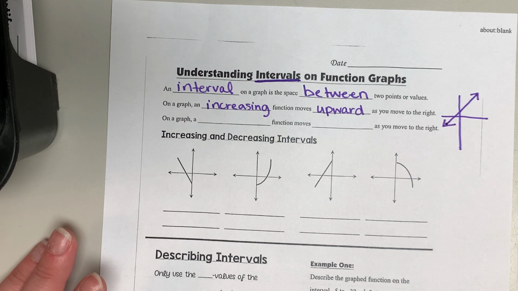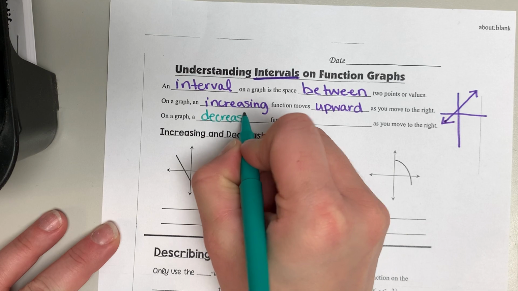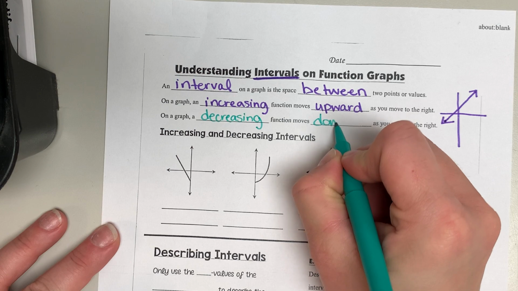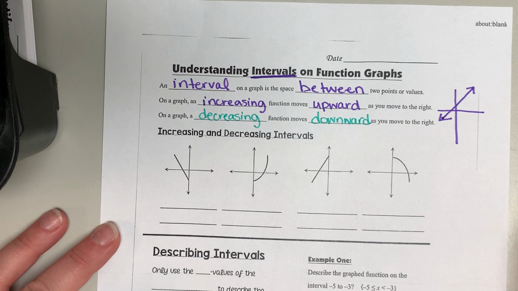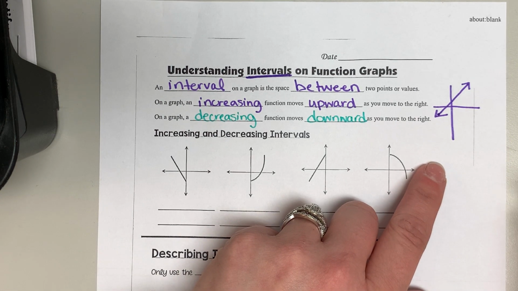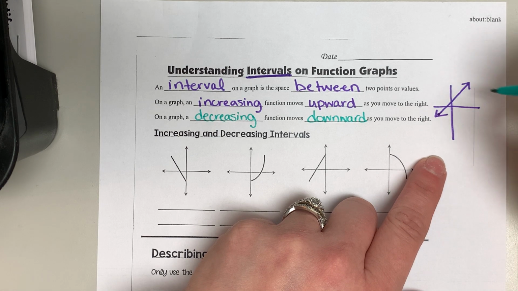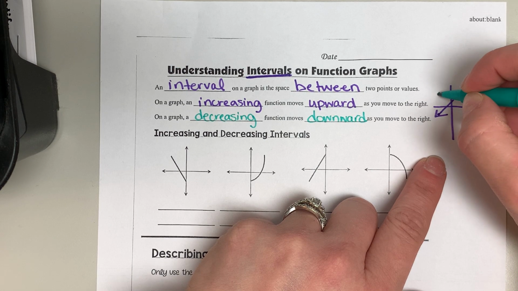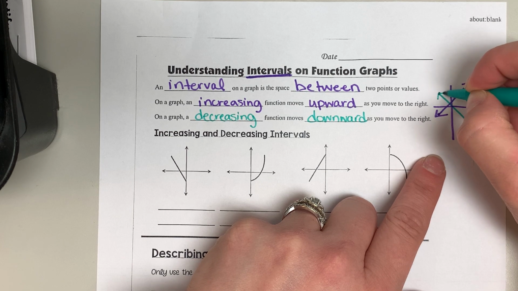On a graph, a decreasing function moves downward as you move to the right. So let's show that on our sketched out graph over here. As I go right, my line is going to go downward. If I were to start up here, as I move this line, these points, it's going downward, so that tells me decreasing.